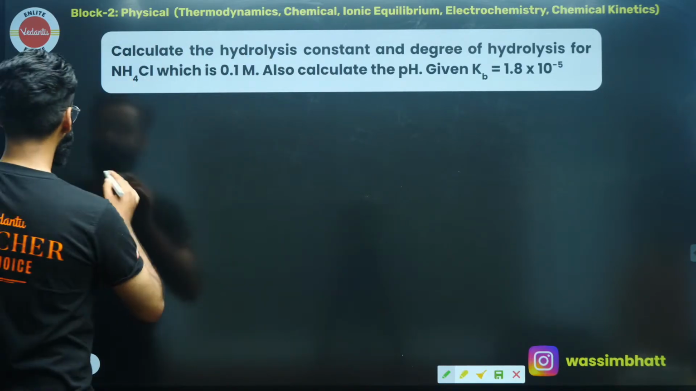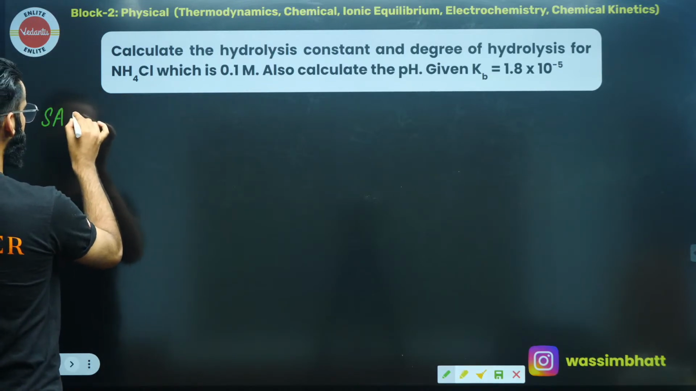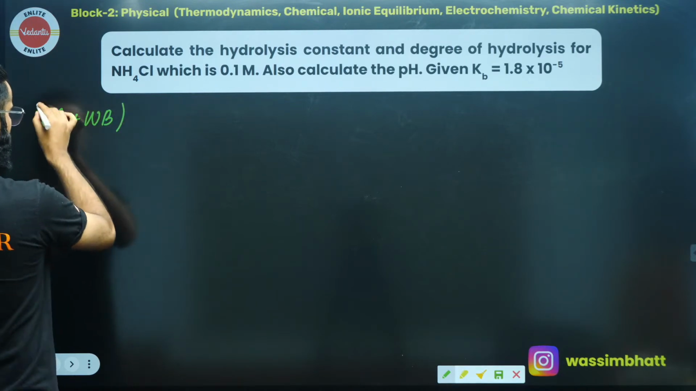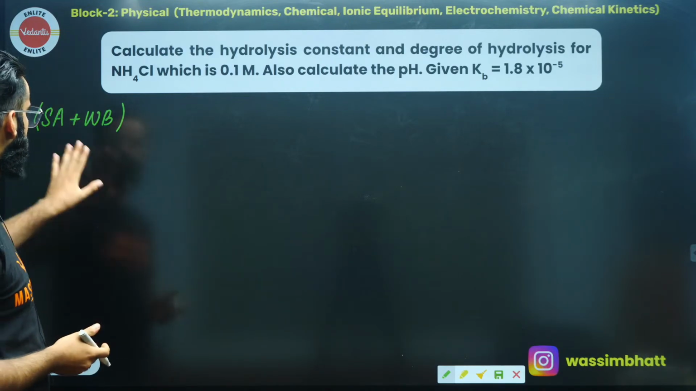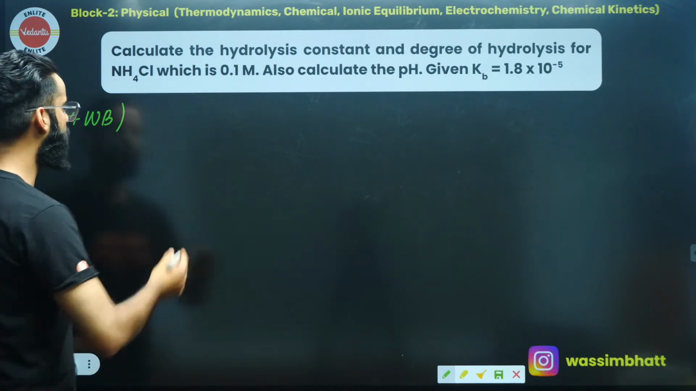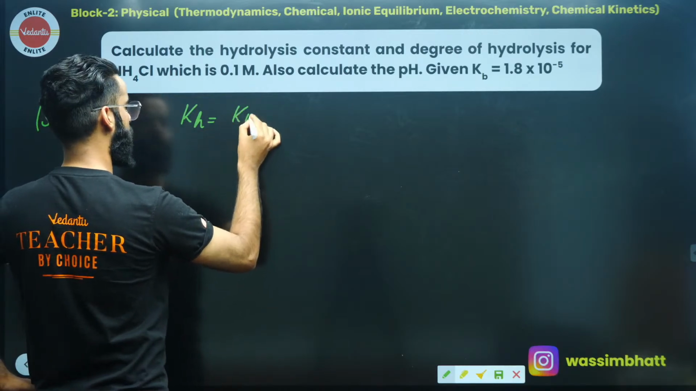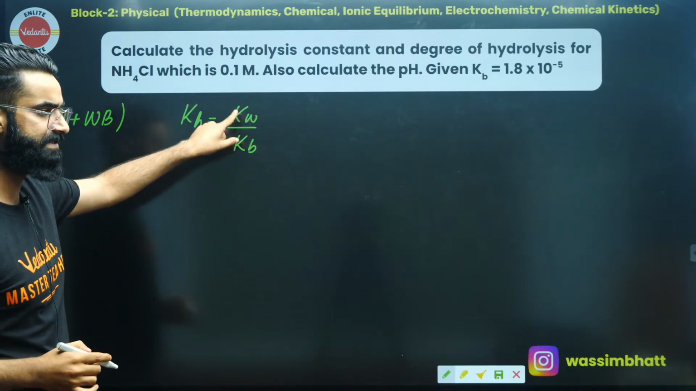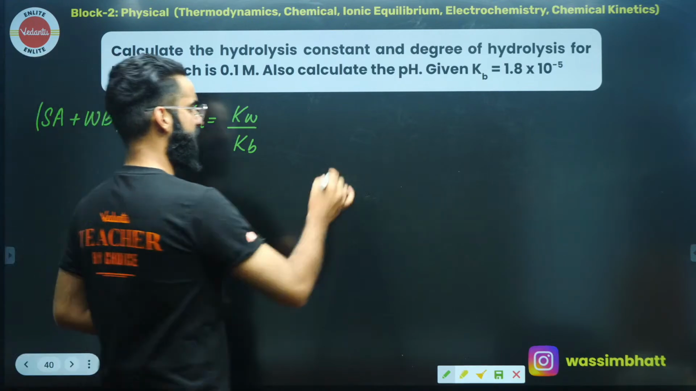So first of all, if you have a salt of strong acid and weak base, whenever a salt of strong acid and weak base undergoes hydrolysis, how do we calculate the hydrolysis constant, Kh? Do remember, Kh over here is equal to Kw divided by Kb, where Kw at 25 degrees centigrade is 10 raised to minus 14, and Kb will be given to us in the question, right?